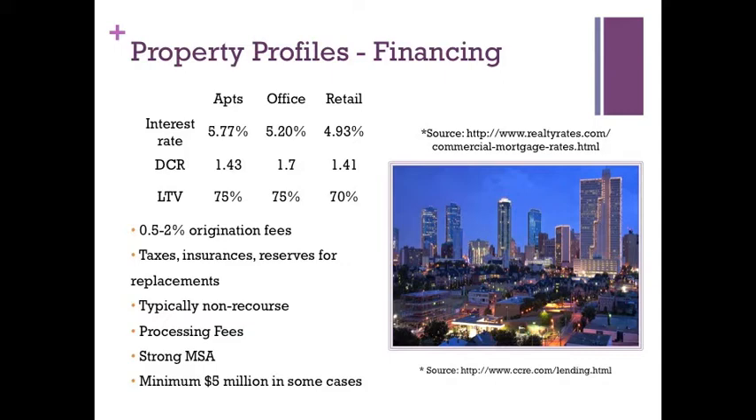Many lenders today also require a huge amount of due diligence to make sure that the metropolitan area is strong enough to hold the increased space, whether it be apartments, retail, or office. And also, some lenders are requiring a minimum contract of $5 million for lending.